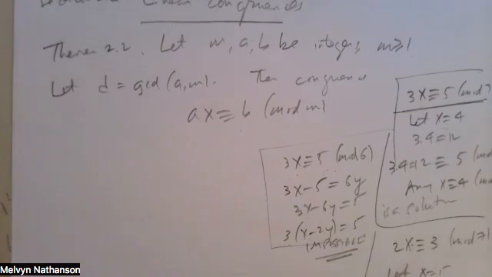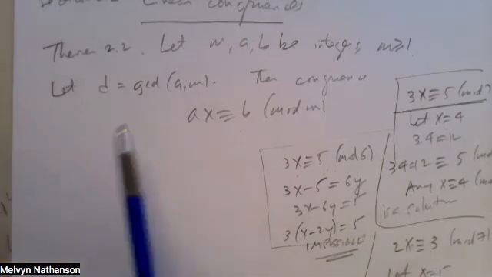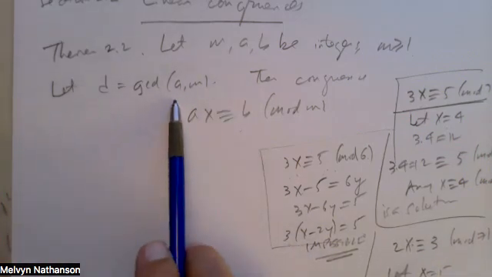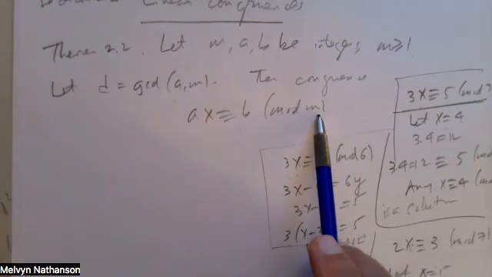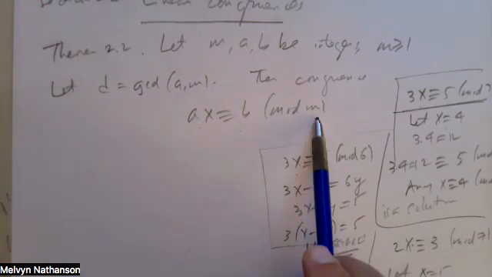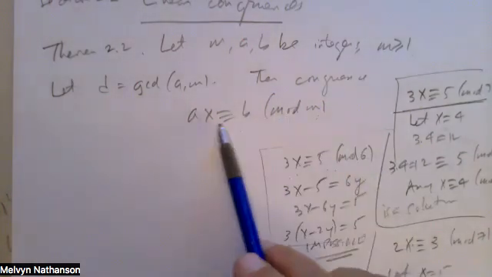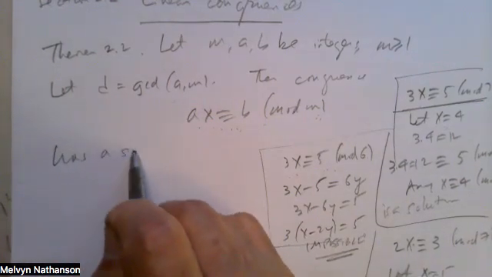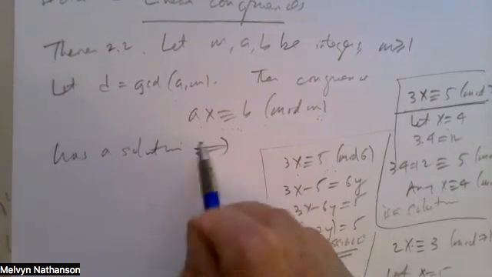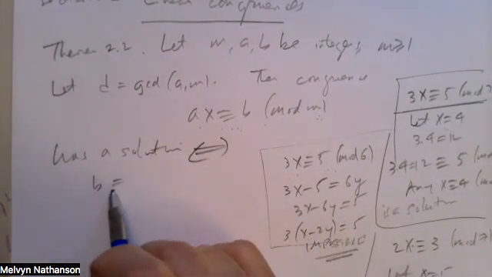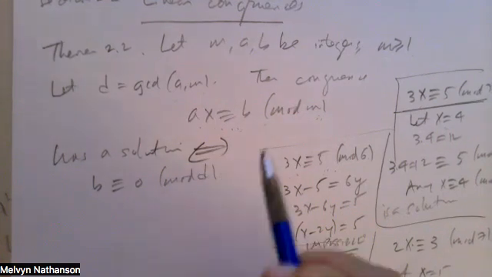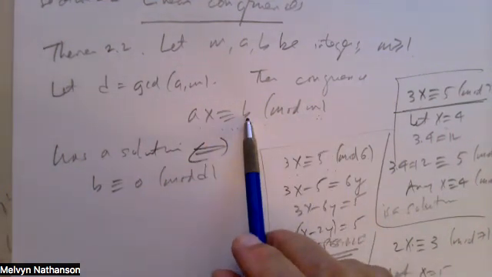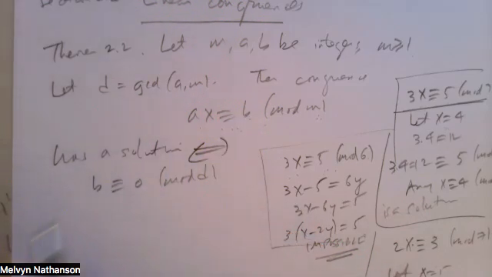So again, all this is stuff you have to think about. This is not mathematics that you can understand the instant you see it. So let's go back to the theorem. Let D be the greatest common divisor of A and M. A is the coefficient of x, M is the modulus, D is their greatest common divisor. The congruence AX congruent to B mod M has a solution. Right? It doesn't always have a solution. If and only if B is congruent to 0 mod D. So if and only if D divides B, where D is the greatest common divisor of A and M.